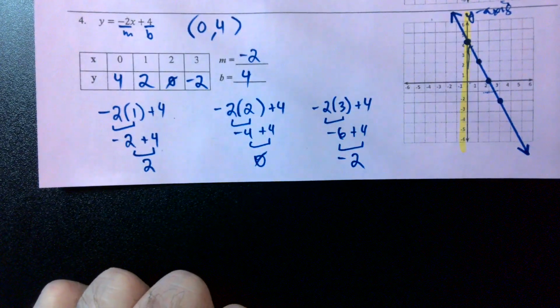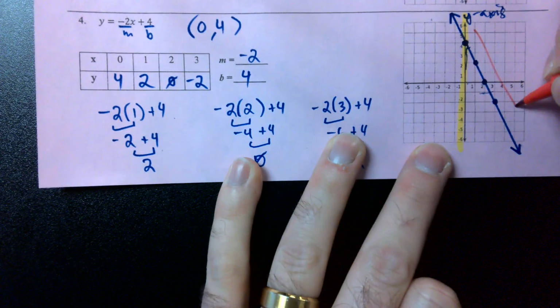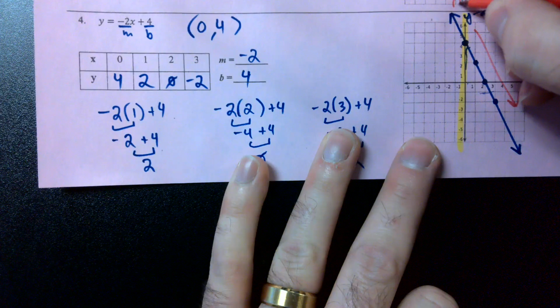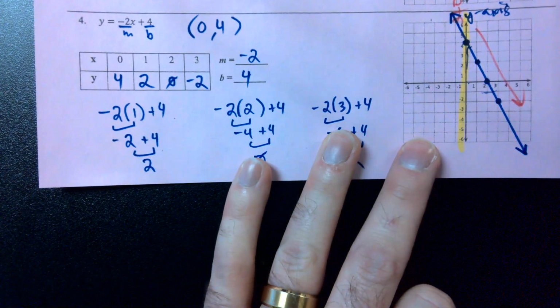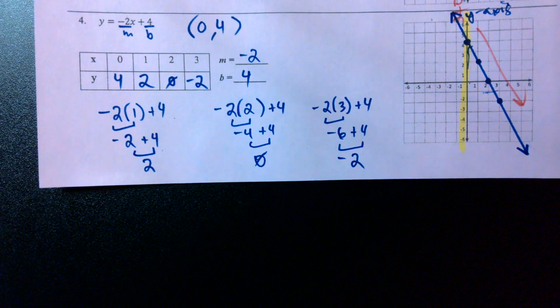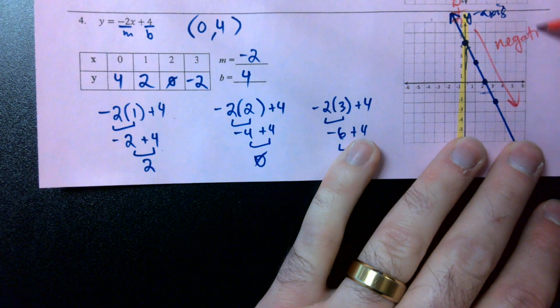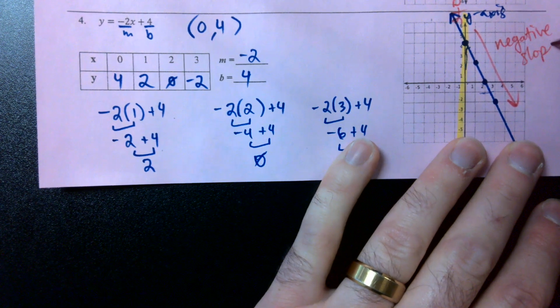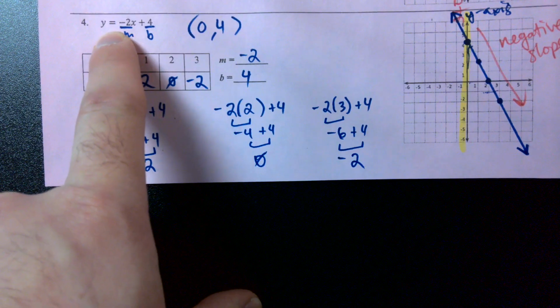Is this line sloping uphill or downhill from left to right? Billy says downhill, and I agree. If I put a little guy up here on the left and tell him to walk across that line, they're going down the hill. You guys see that? What does a downhill line tell me about my slope? It's negative. Thank you. Negative slope. In my equation, was the number in front of x a negative number? Yes, it was. That matches up too.